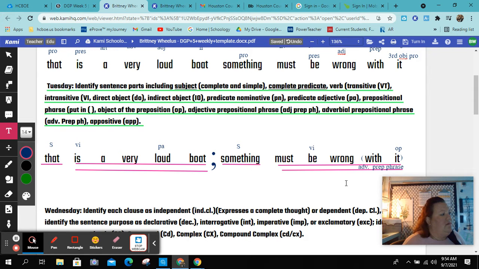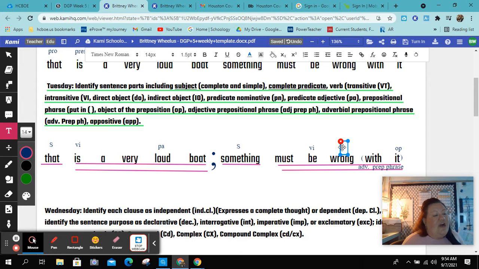Jacob, did you have a question? No. Okay. Now, wrong is describing that. Okay? It's a predicate what? A predicate adjective. Good.